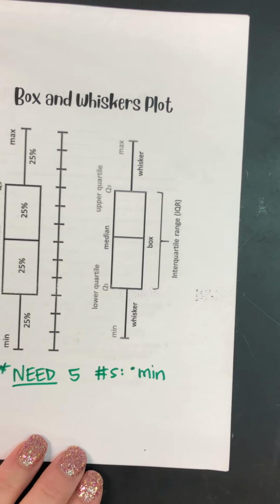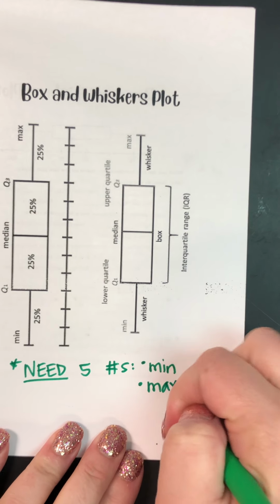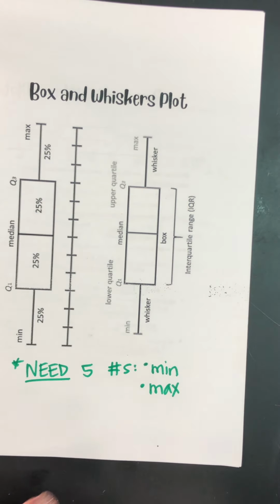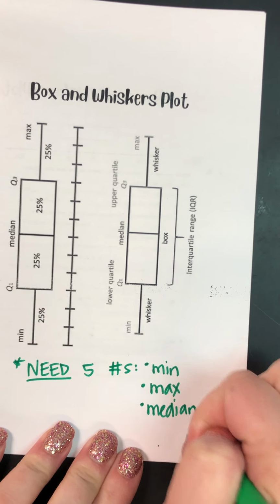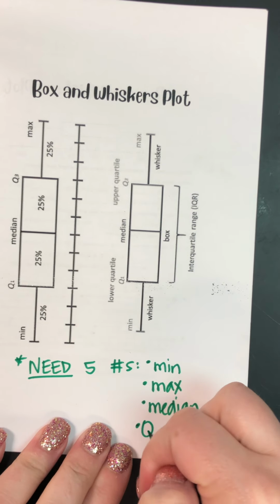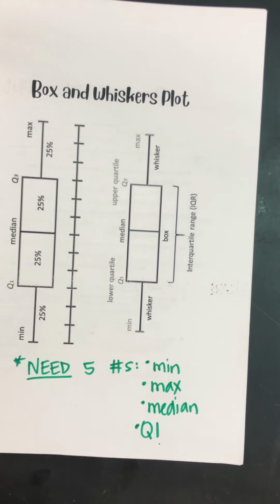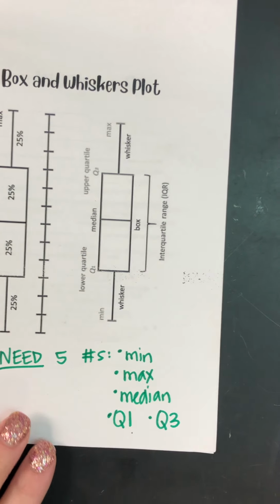The minimum is your smallest number. They're going to be the maximum. That's going to be your biggest number. And then you need a median. That's going to be your middle number. And then you need what's called a Q1, or quartile 1, and you need a Q3, which is quartile 3.